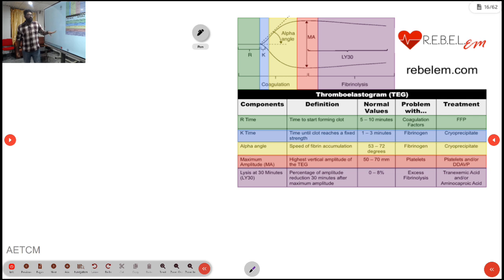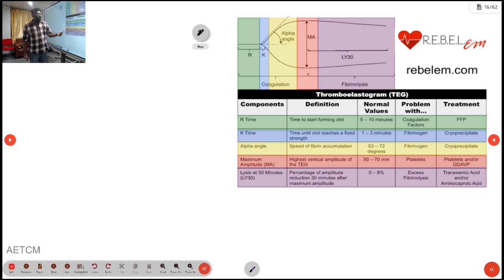So again, the previous thing I mentioned before, in brief, related to transfusion. The R time is the time to start forming the clot. It usually takes 5 to 10 minutes on average, and it is mainly determined by the coagulation factors, and treatment is FFP. K time is the time until the clot reaches a fixed minimal strength. It is 1 to 3 minutes. It is mainly a problem with fibrinogen and is treated with cryoprecipitate. Alpha angle is the speed of fibrin formation, determined by an angle of 53 to 72 degrees, and the problem is with the fibrinogen, and again treatment is cryoprecipitate.